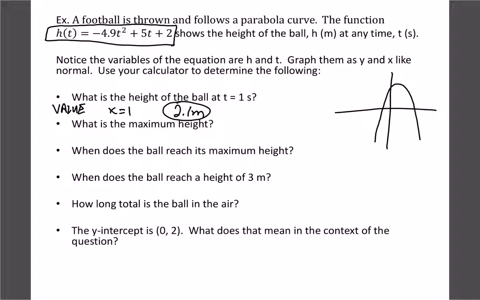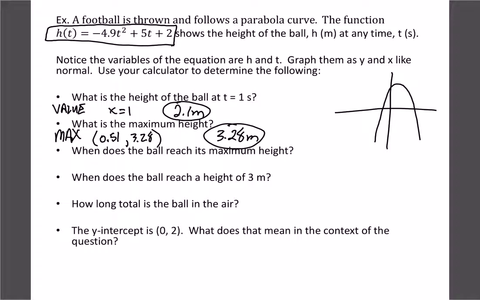Next question, what's the maximum height? So we're looking for the maximum. On your calculator again, go second calc max. You're going to have to go left and right of the peak. Do that, hit enter. It gives us a coordinate of 0.51, and the y-coordinate is 3.28 if we round it off. This question is asking for a maximum height, so what we're looking for is our maximum y distance, which would be the 3.28 meters.